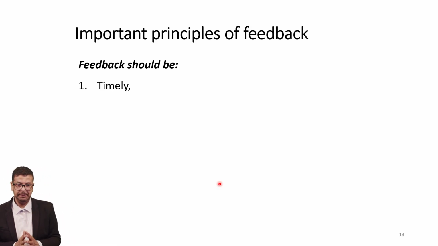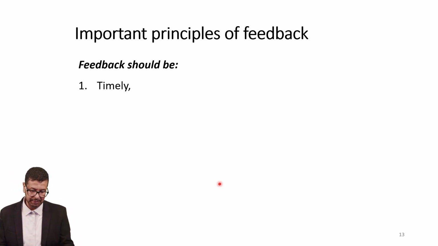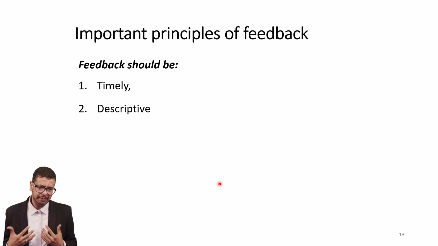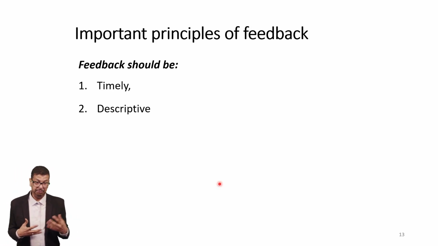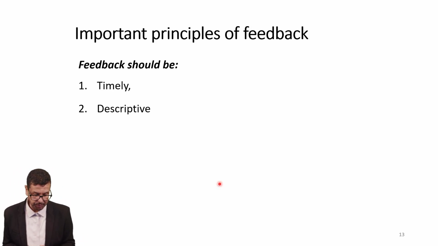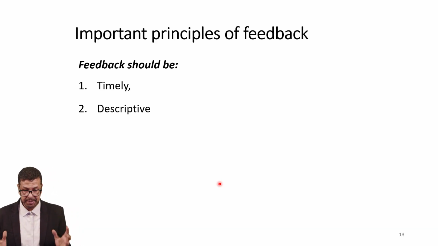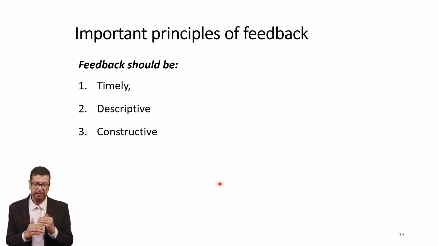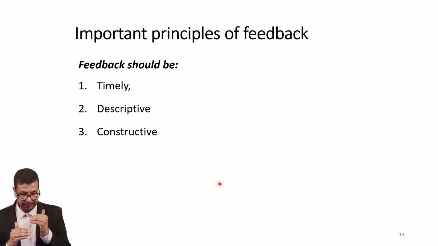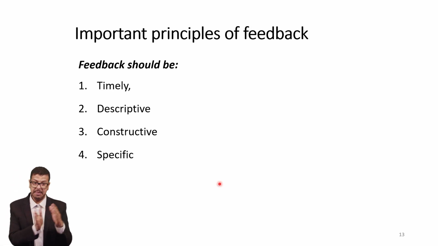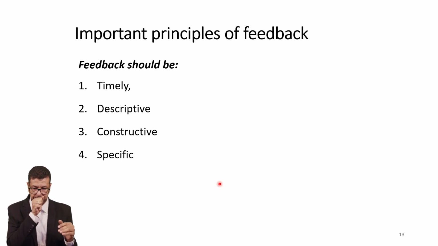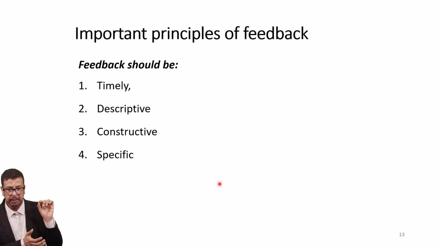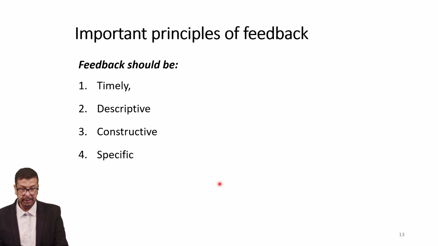The first important principle of feedback is that it should be timely. We should seek, as students, timely feedback. Feedback should be descriptive. When we, as students or as educators, give feedback to another person, it should be descriptive. We should describe the task and the activities, rather than the personality. It should be constructive. We should build on the positive in a constructive manner. It should be specific on a specific area that needs enhancement.